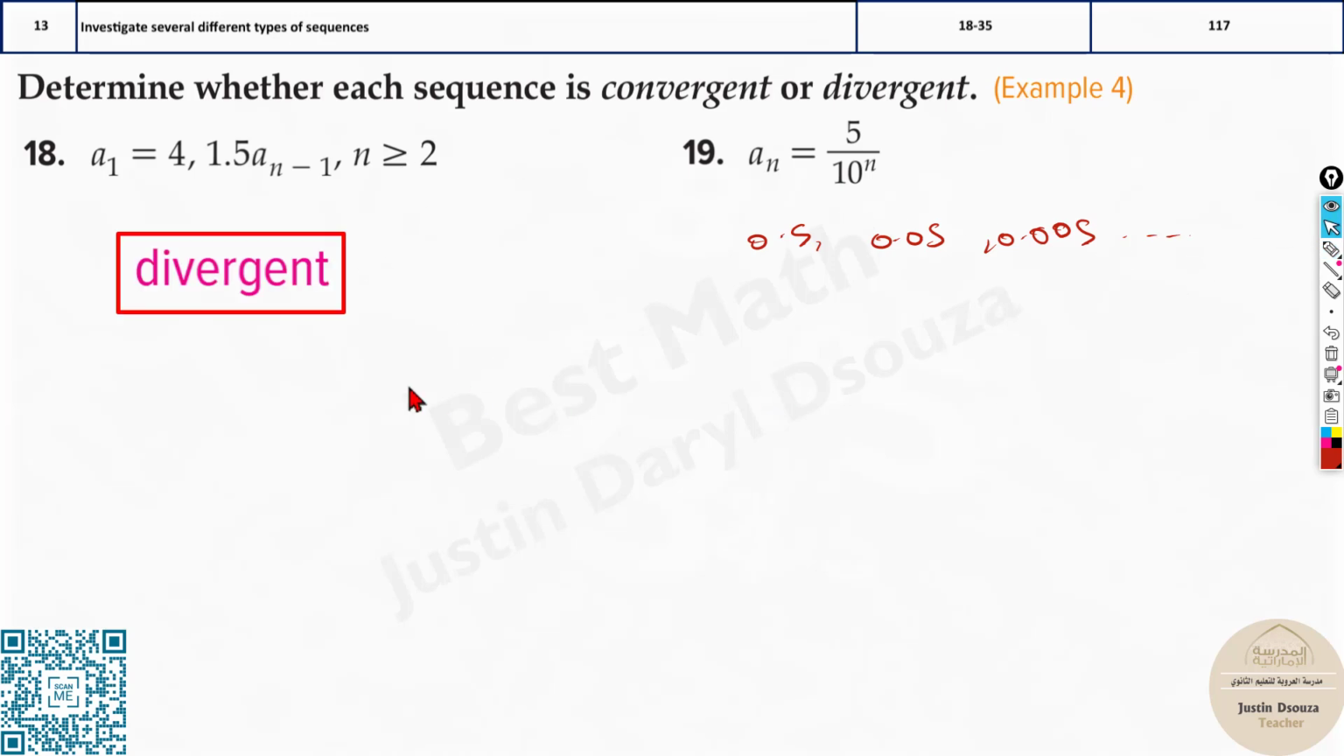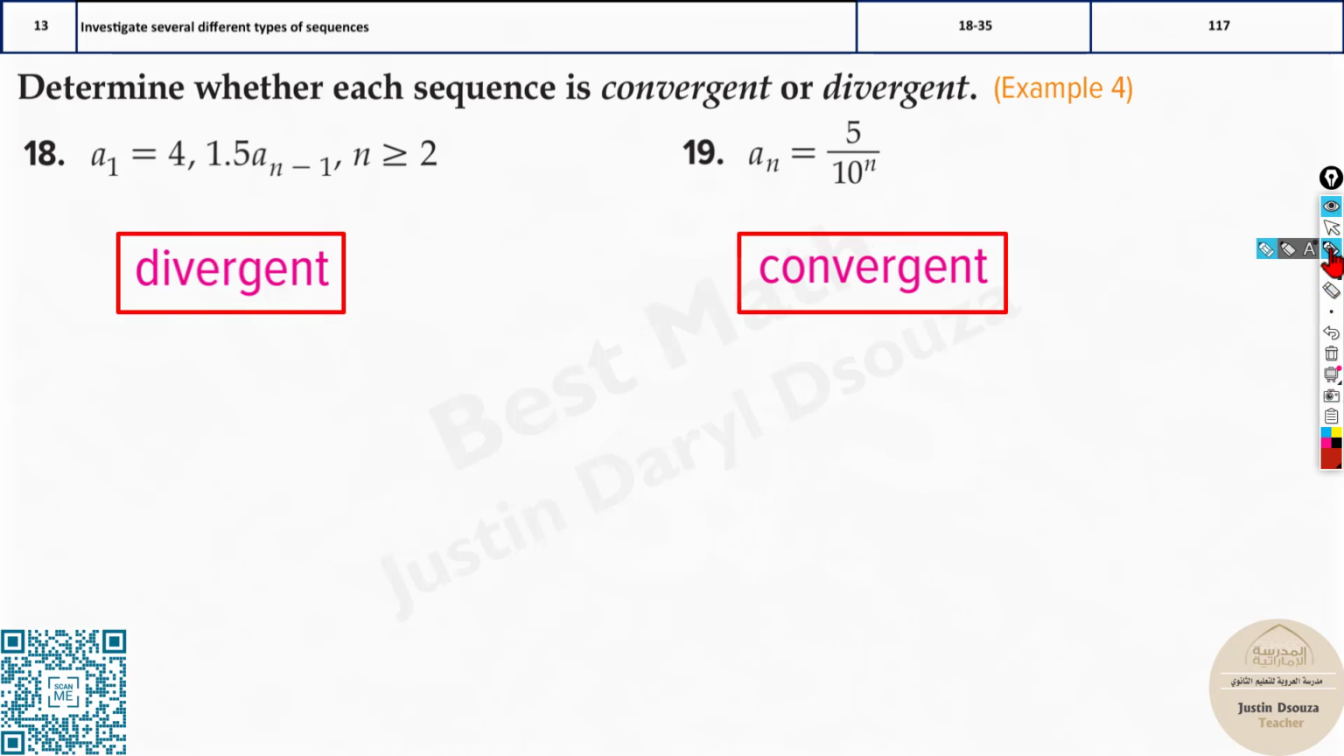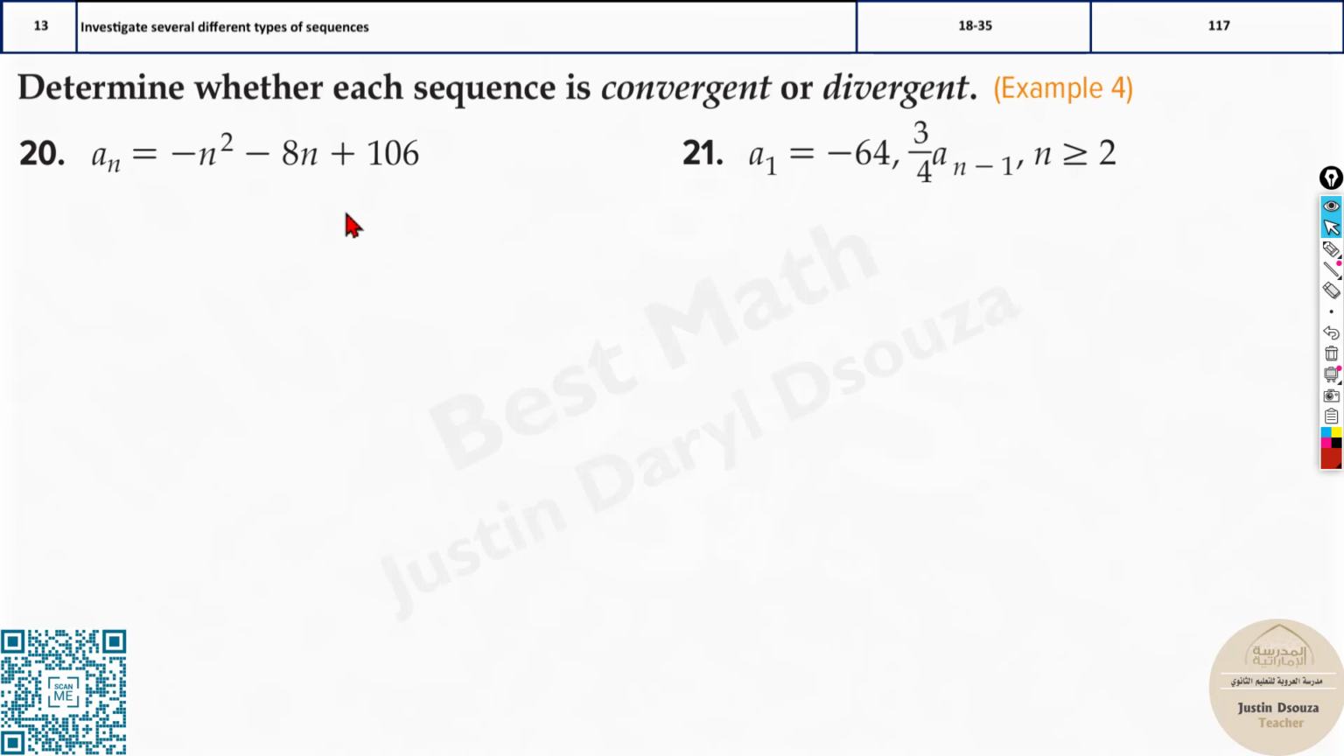The answers are directly given, but this one converges to 0. That's why we call it convergent, because the points are going towards a single value, but the other points never go to a single value. That is going towards infinity, so it is diverging. Now let's look at over here. These are also the same thing. Let me use the calculator and directly tell you within just a few values whether it's converging or diverging.